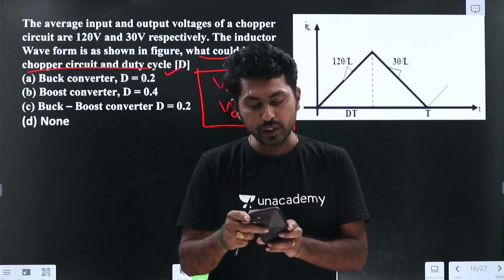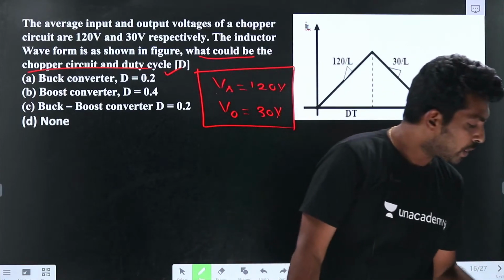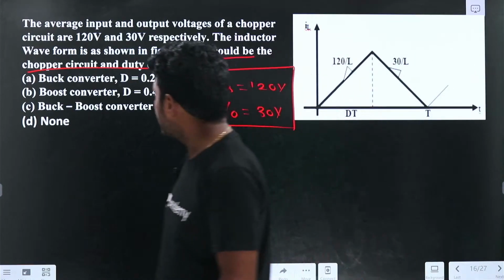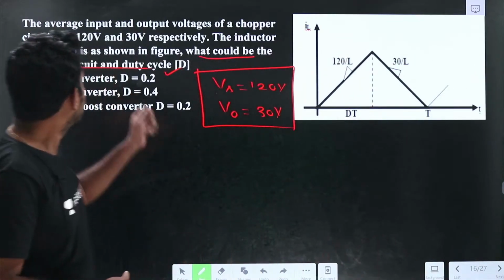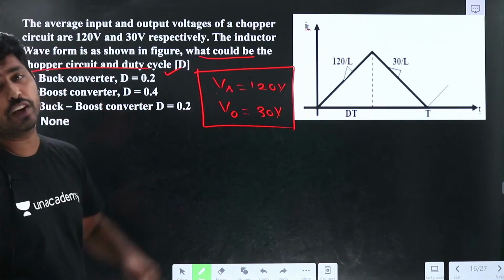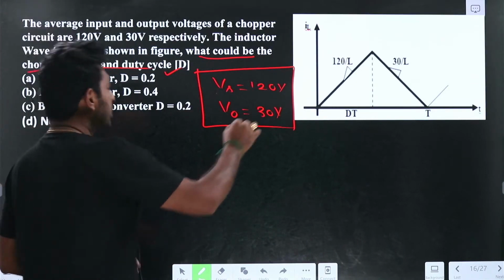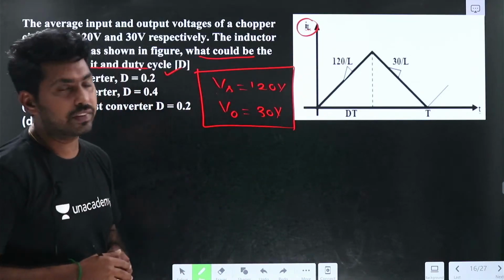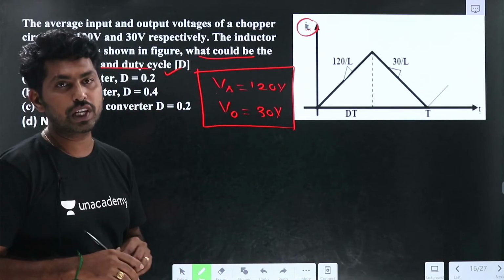Try to find the solution for this. Here the IL waveform has been given. IL is nothing but the current flowing through the inductance. So the current flowing through the inductance is given. Which type of converter is it?